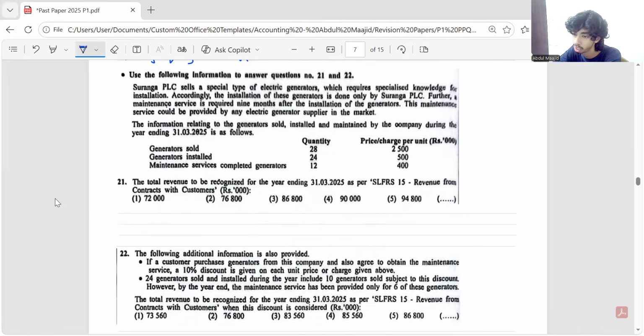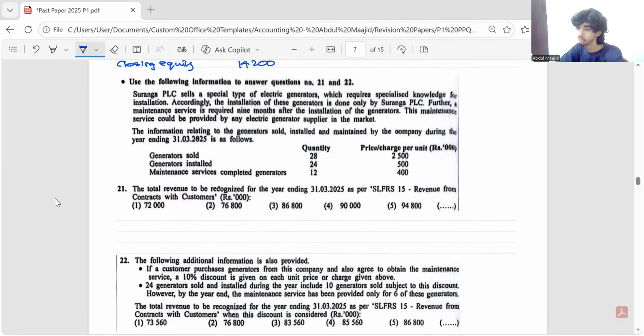Moving on to 21 and 22. Use the following information to answer question number 21 and 22. Suranga PLC sells a special type of electric generator which requires specialized knowledge for installation. Accordingly, the installation of these generators is done only by Suranga PLC. Now remember here, Suranga PLC is giving electric generators, and to install that generator, they need special knowledge. And only they can install the generator.